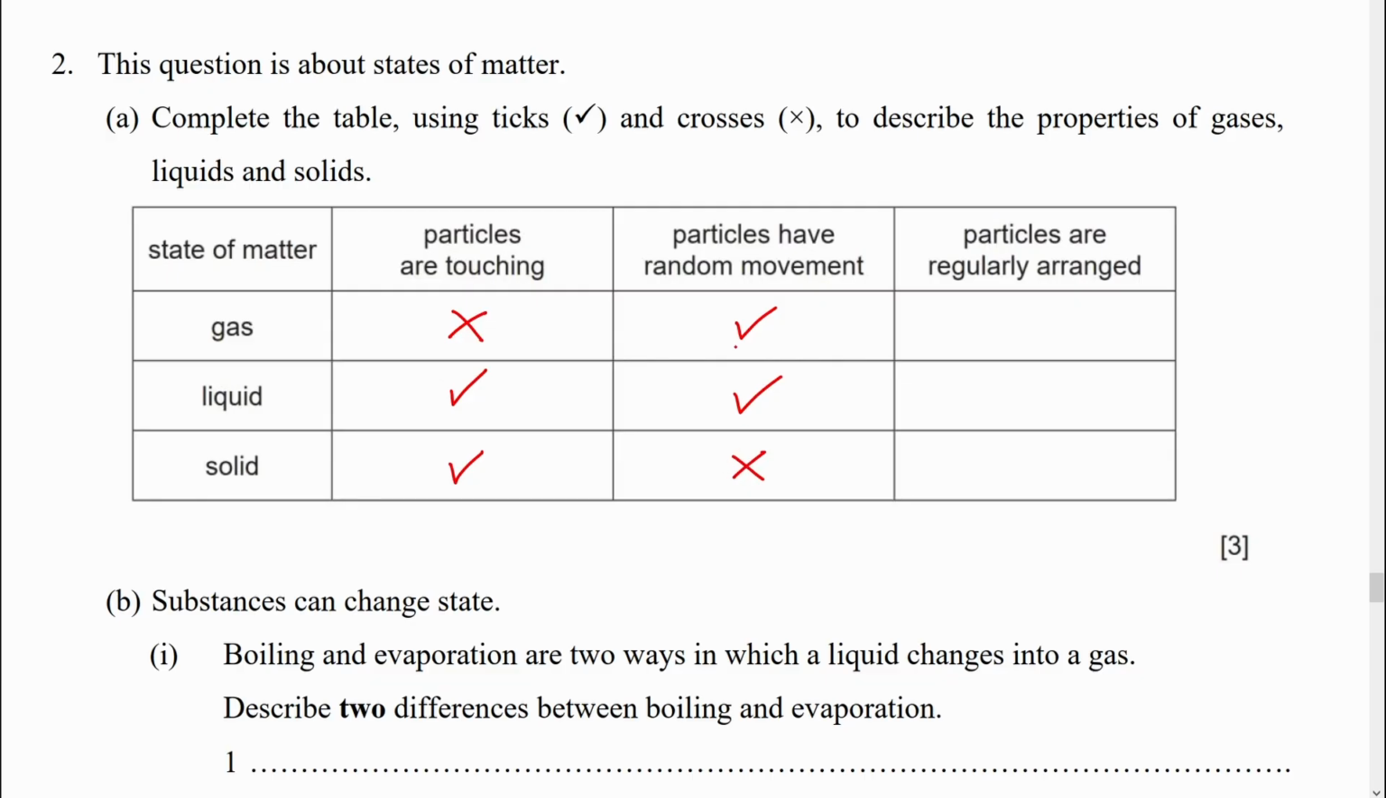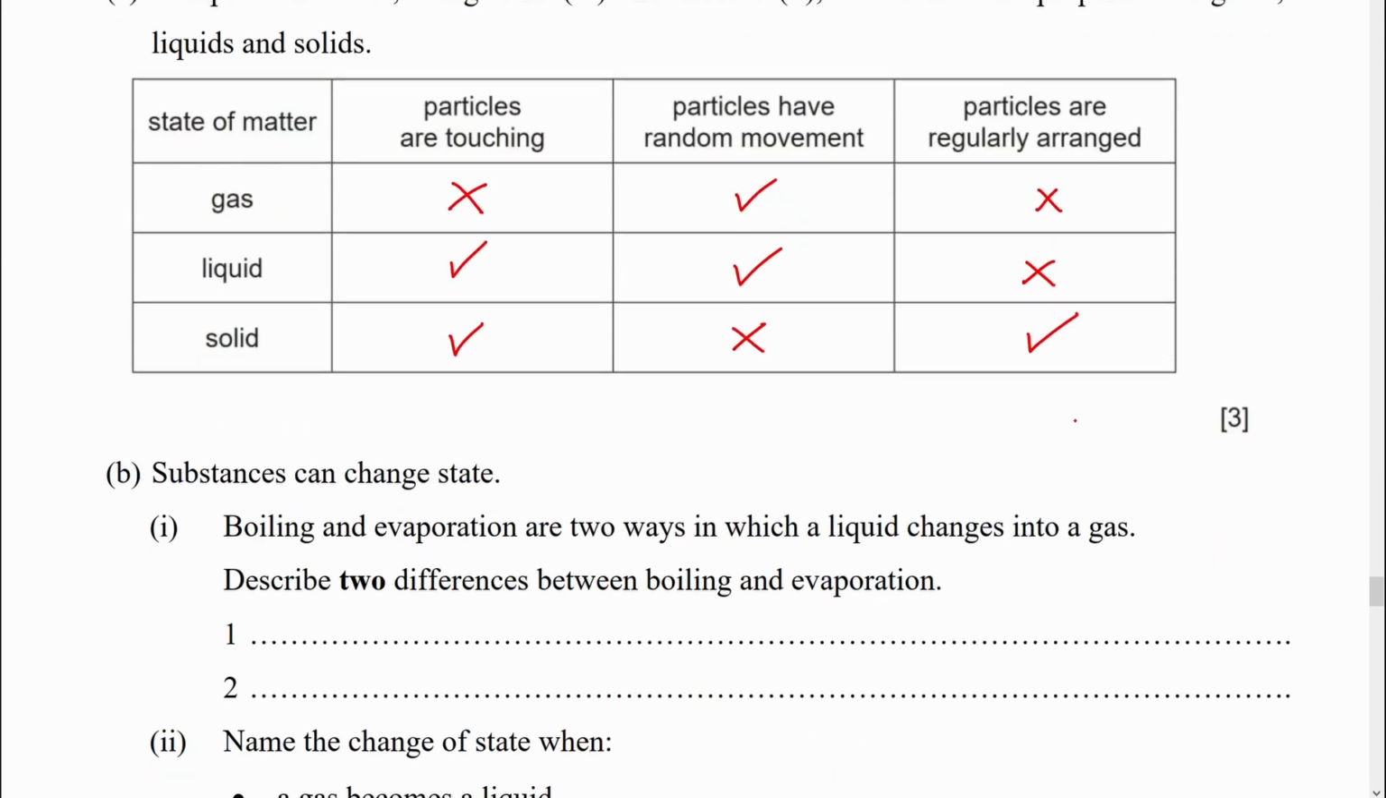What about the particles being irregularly arranged? Here, gas and liquid are randomly arranged, right? So here it's going to be tick, tick, and for solid, which is regularly arranged, a cross.